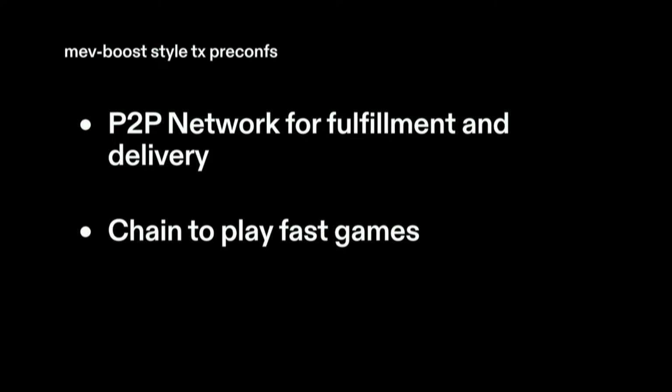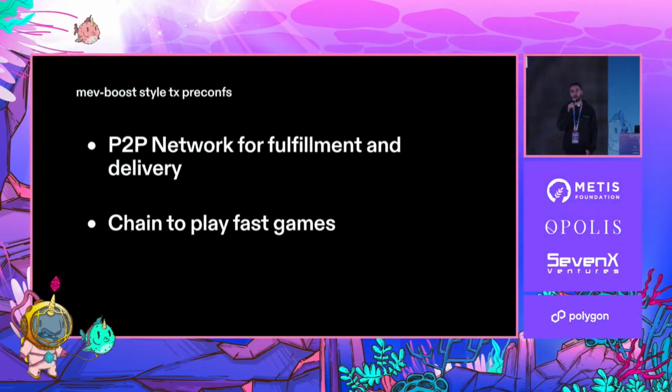So how do we achieve mev-boost style transaction pre-confirmations? There are two key characteristics here. One is you need a P2P network for fulfillment and delivery. We don't want to deal with single block builders. We don't want to deal with centralized entities. What we want to deal with as users is a network, and we just send it what we want, and the network replies back to us. We don't want to care what this provider or what that block builder or what this proposer says. We want to care what the network thinks about our transaction and our pre-confirmations.